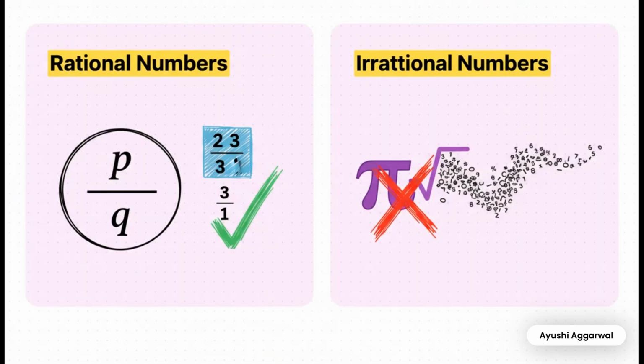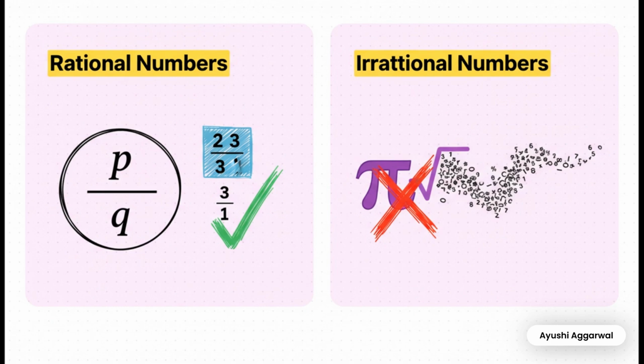All right, this is where you see the core difference. It really just boils down to one simple question. Can you write it as a fraction? See, rational numbers can always be written as p divided by q, where q isn't 0, like 2/3 or even the number 3, because that's just 3/1. But irrational numbers, nope. You just can't trap them in that fraction form.